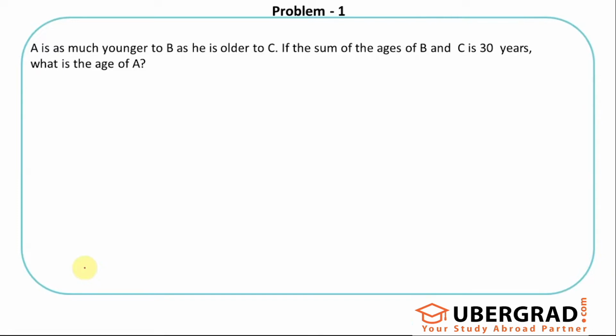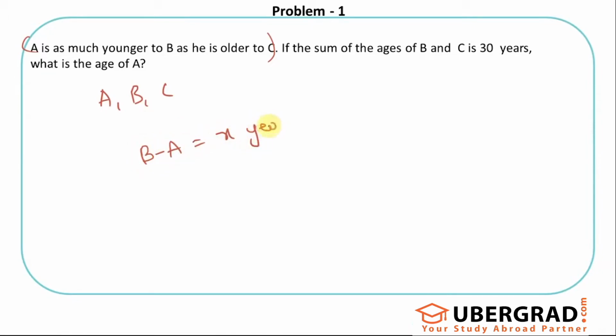So A is as much younger to B as he is older to C. Right, so this is definitely a complex clue to start with. A is as much younger to B as he is older to C. So let me assume the current ages are A, B and C. These are the ages of A, B and C. What is it saying? A is basically younger to B, but by how many years? That is something that I don't know, right? Let me assume. So A is younger than B, so the difference would be B minus A. Let me assume that to be X years.